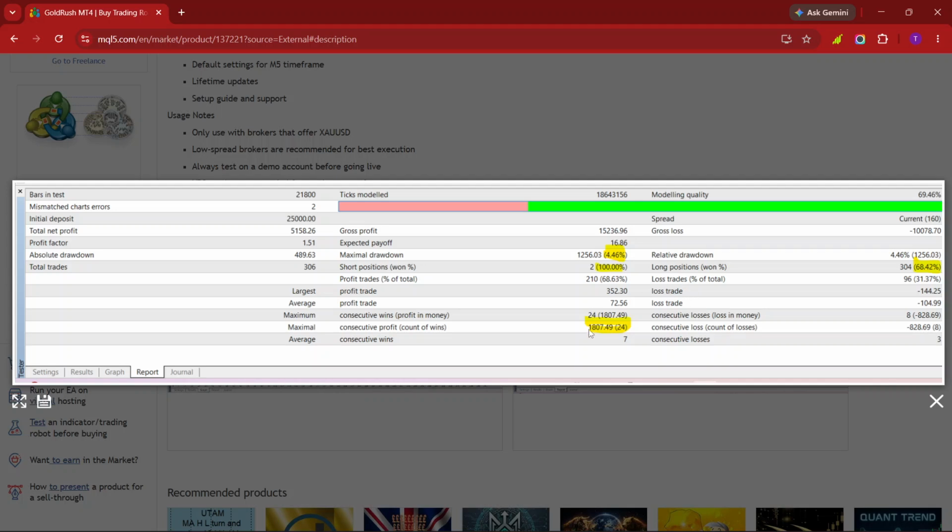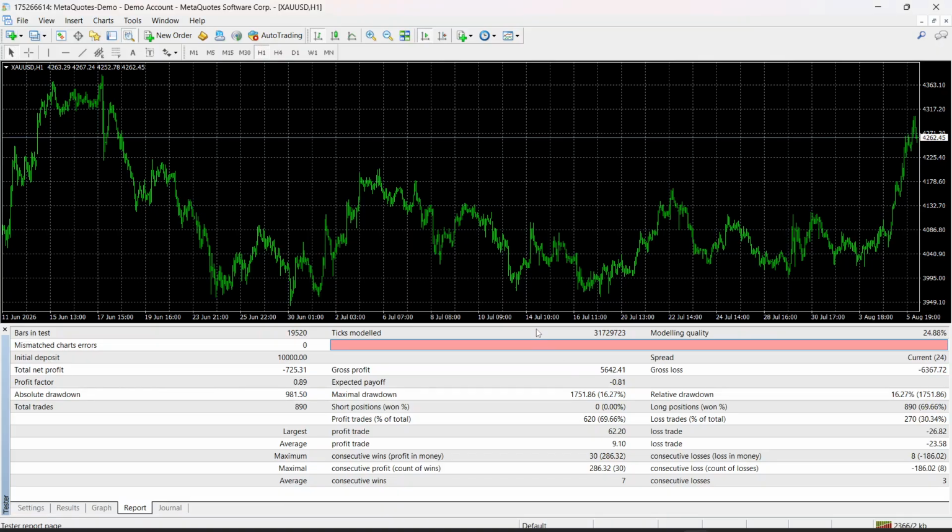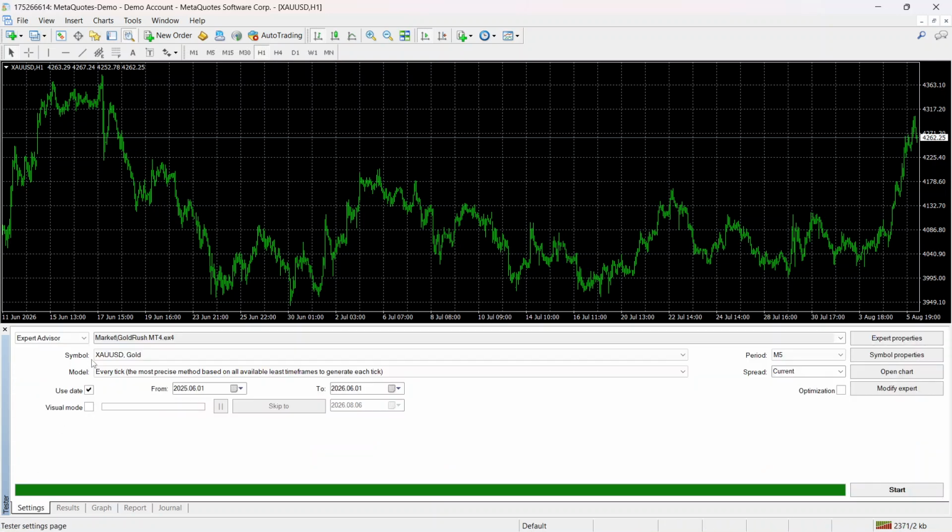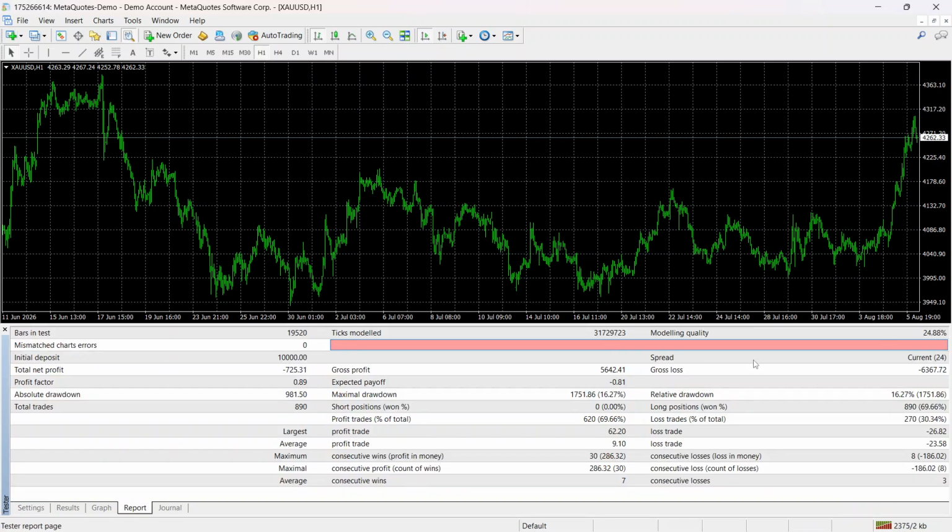Now let's talk about the real testing. I ran a full backtest on gold USD M5 using every tick modeling, as you can see here, from June 2025 through June 2026, starting with a $10,000 deposit. The modeling quality came in at just under 25%, which is low. So take the numbers with that in mind. Our historical performance showed a net loss of about $725. Our profit factor sat at 0.89, very low.